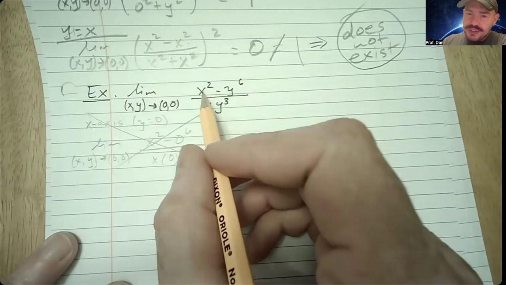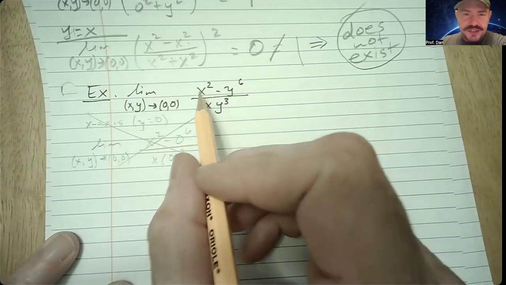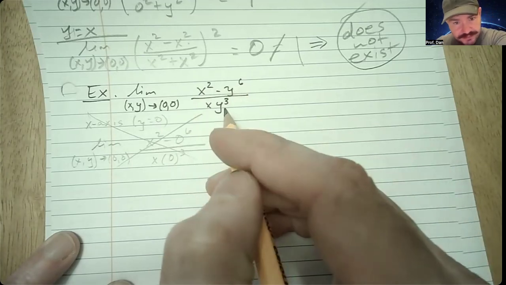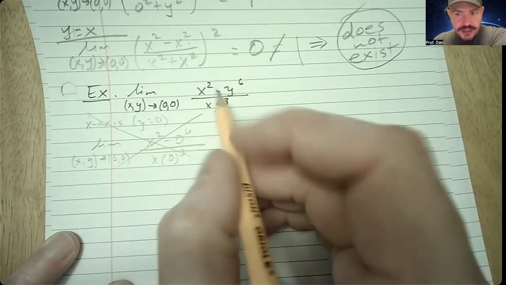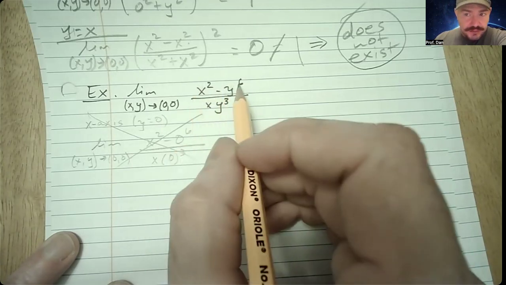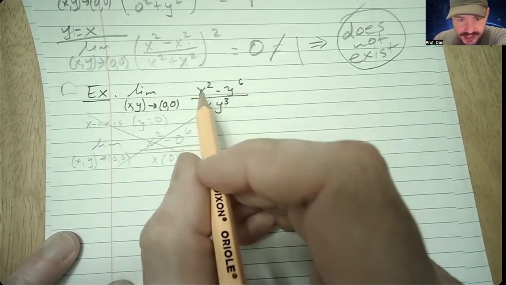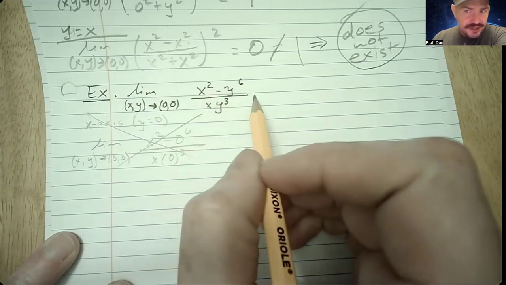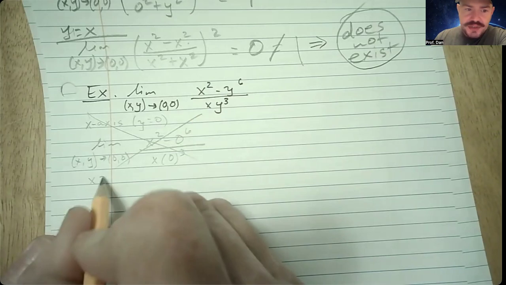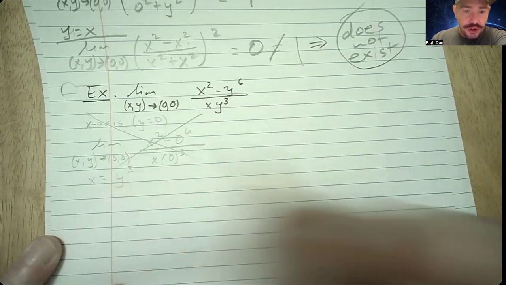So one thing that we could consider is plugging in something that will zero out our numerator, but not our denominator, right? And I know that that's possible just by looking at my numerator. If I plug in the right thing for x, I can get y to the sixth. So if I let x be equal to y to the third, that'll accomplish my goal.